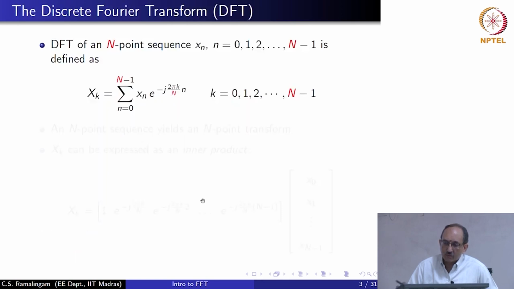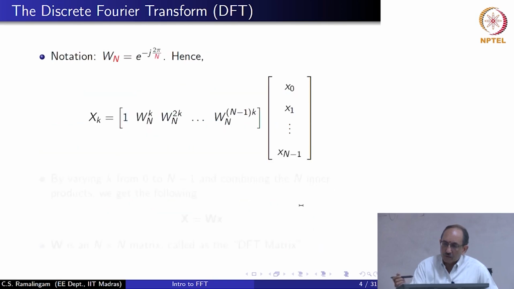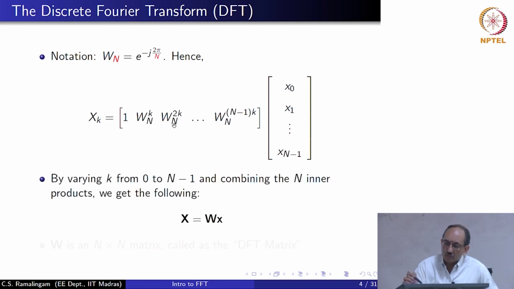So, these first few slides are a very brief review of the DFT. So, this is what the DFT definition is. So, X[k] is this expression, and we saw that an N-point sequence yields an N-point transform, and we also saw that this can be expressed as an inner product. The kth DFT coefficient can be expressed as an inner product as shown here, and then if you use the notation W suffix N as e to the minus j2 pi by N, this inner product can be expressed in terms of this notation as follows.